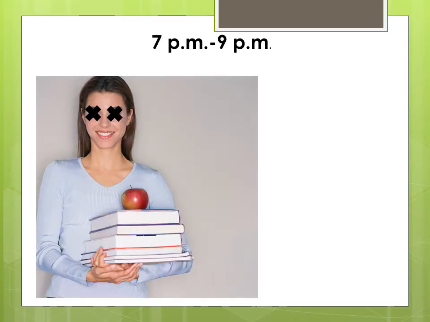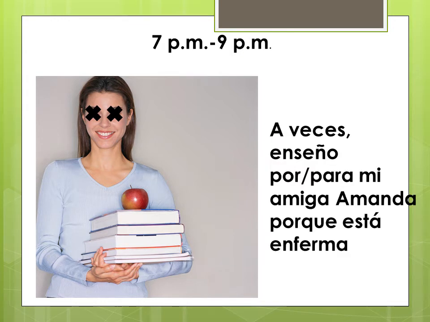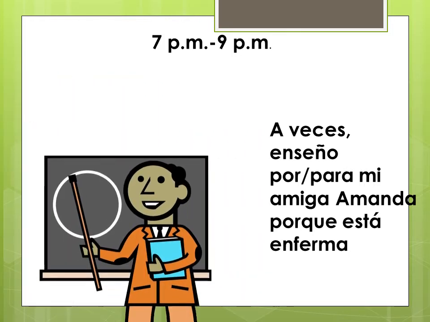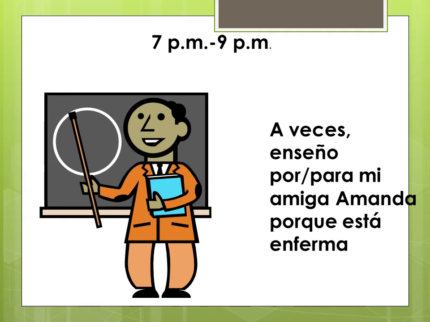From 7 to 9 p.m., here we see my friend Amanda. Now, she also teaches at Ohio State, and she seems to have grown some black X's over her eyes. So she's not going to teach tonight until they go away. So a veces enseño por o para mi amiga Amanda porque está enferma. And you'll see me taking her place there. I float in with my chalkboard. Now in this case, we're talking about a substitution, so we use por.